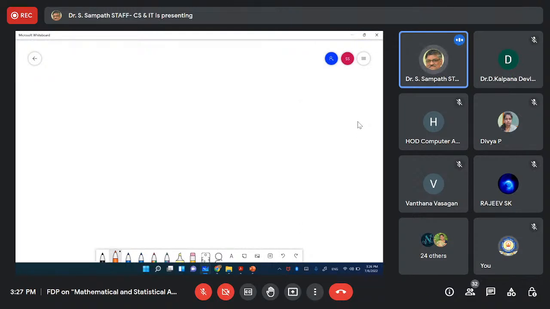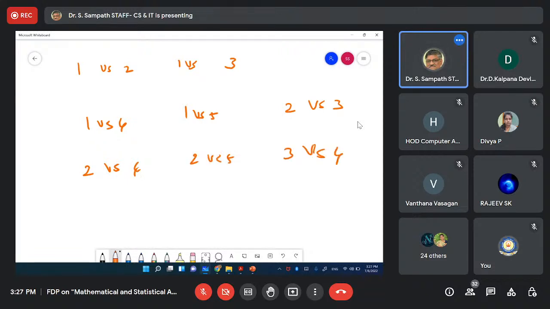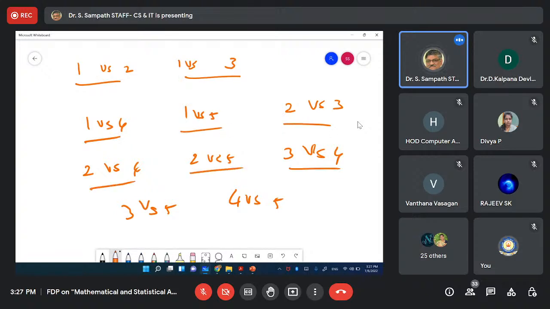See, I have 1 versus 2, 1 versus 3, 1 versus 4. Let us not go in a hurry. 1 versus 5, 1 versus 6, 2 versus 3, 2 versus 4, 2 versus 5, 3 versus 4, 3 versus 5, and 4 versus 5. So I have how many problems: first, second, third, fourth, fifth, sixth, seventh, eighth, ninth, 10. Okay, so I have 10 problems.